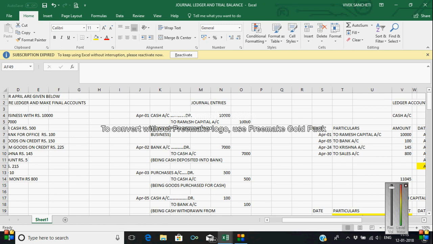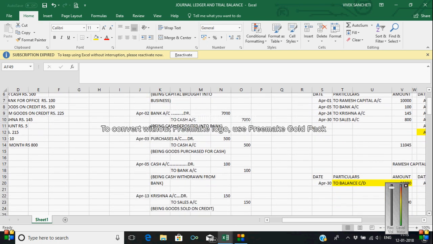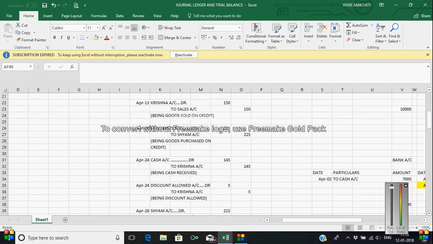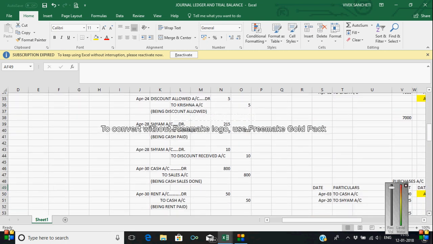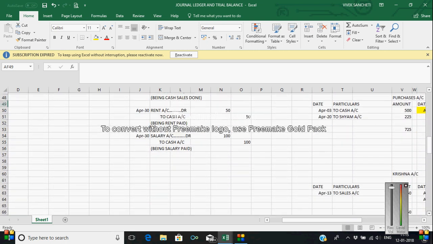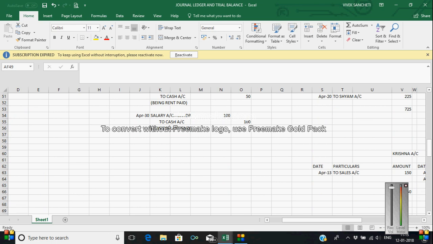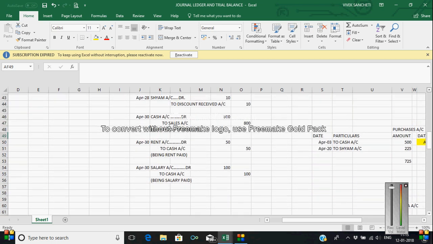Okay, so this is the journal entry which I have passed. I've already passed the journal entries for all those transactions. Then the exact procedure of accountancy I followed here. Fine, this is the journal entry. Then out of the journal entry I have prepared this ledger.